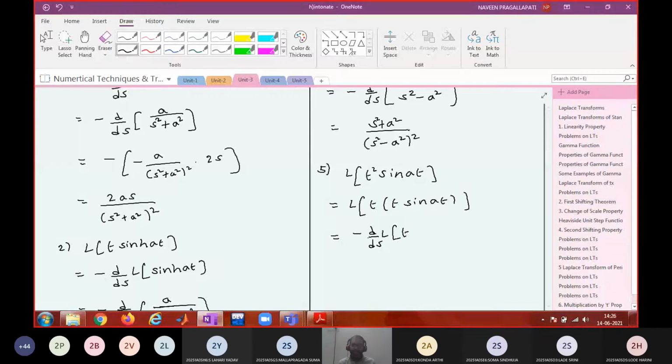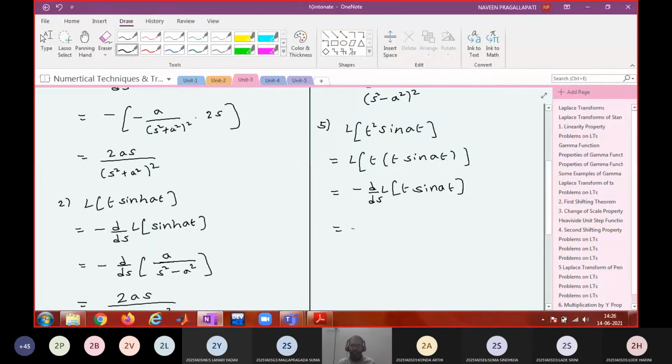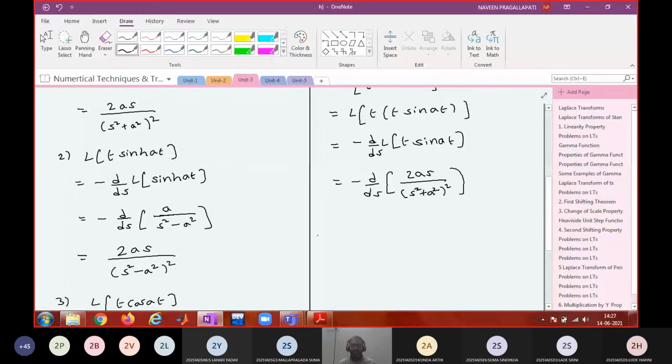Okay, so Laplace of t sin at. Now because I know the Laplace of t sin at formula, I'll directly substitute that. If you don't remember, you have to differentiate Laplace of sin at two times. So this is 2as by s square plus a square whole square. Okay, now you please differentiate and tell me the simplification.